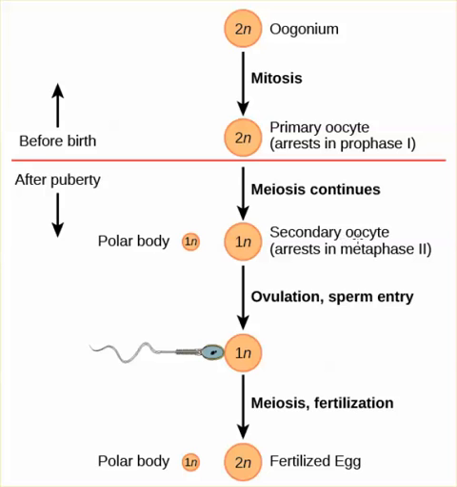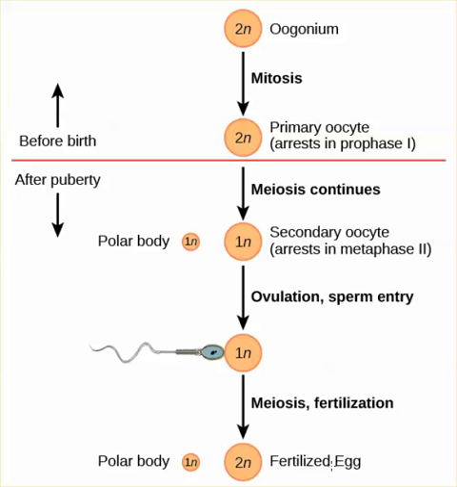So this one arrests in metaphase of meiosis 2. Then we have ovulation and the opportunity for fertilization. Please note this: meiosis only completes if fertilization happens. So when the sperm cell penetrates the egg, the second meiotic division will take place. We can get the production of a second polar body, and we will get the fertilized egg, which is now diploid. So the sperm contributes 1N, the egg contributes 1N, so 1N plus 1N is 2N, or the diploid cell.